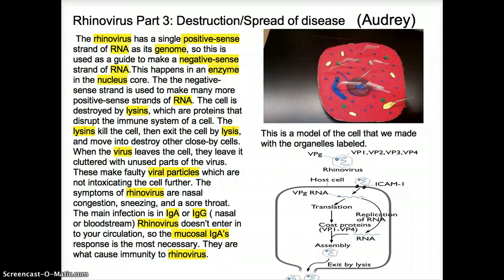The cell is destroyed by lysins, which are proteins that disrupt the immune system of the cell. The lysins kill the cell, then exit the cell by lysis, and move in to destroy other close-by cells. When the virus leaves the cell, it leaves it clustered with unused parts of the virus. These make faulty viral particles, which are intoxicating the cell further. Symptoms of rhinovirus are nasal congestion, sneezing, and sore throat.